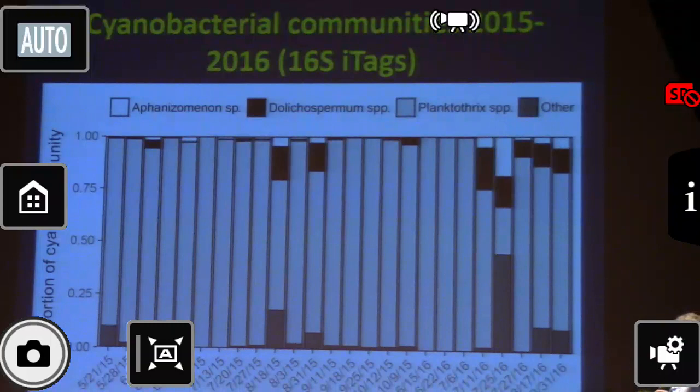As a consequence of high rates of denitrification during that drought year, we actually saw an increase in the amount of nitrogen-fixing cyanobacteria in the community, looking at the community profiling through 16S.